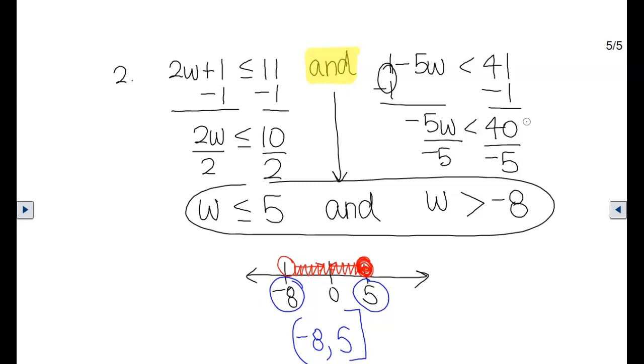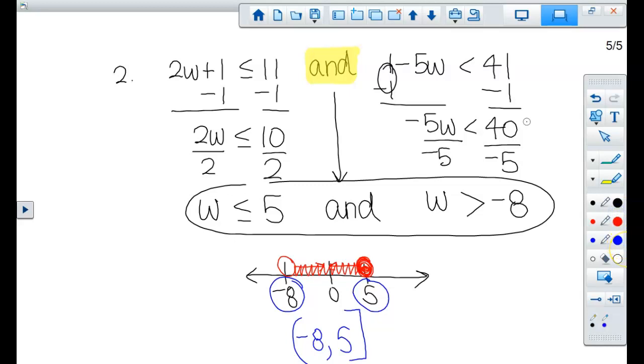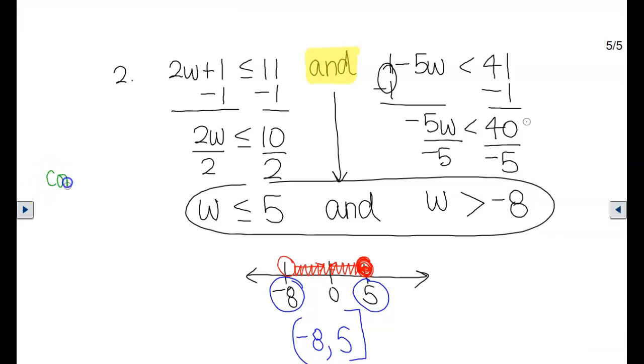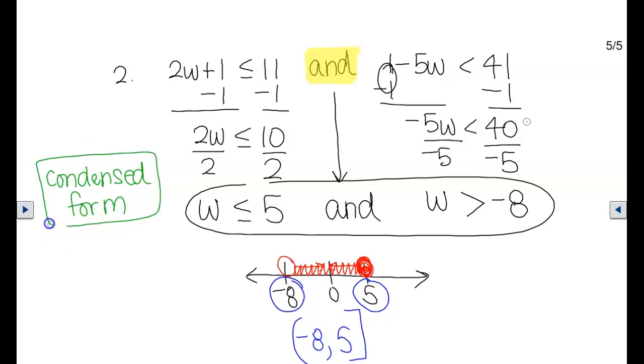Now, I want to talk about one more thing with these and statements before we leave it, because it relates to the next example that I'm going to do. And this only applies to and. So please make sure you hear that this only applies to and. When you have an and statement, it can be written in what's called a condensed form.